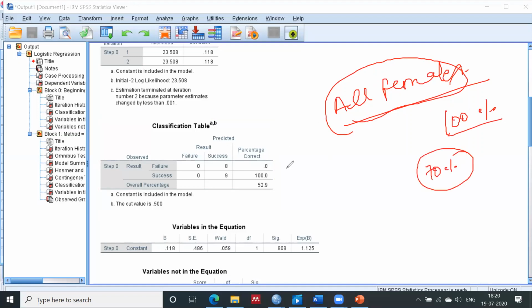The same situation applies with this statement also. I am saying that 100% are there, but the overall percentage is 52.9, because there are only 9 people in the success category and 8 people in the failure category. But this particular analysis only tells us about the success criteria. So the 52.9% overall percentage is all about the result of success, as I explained with the females example.